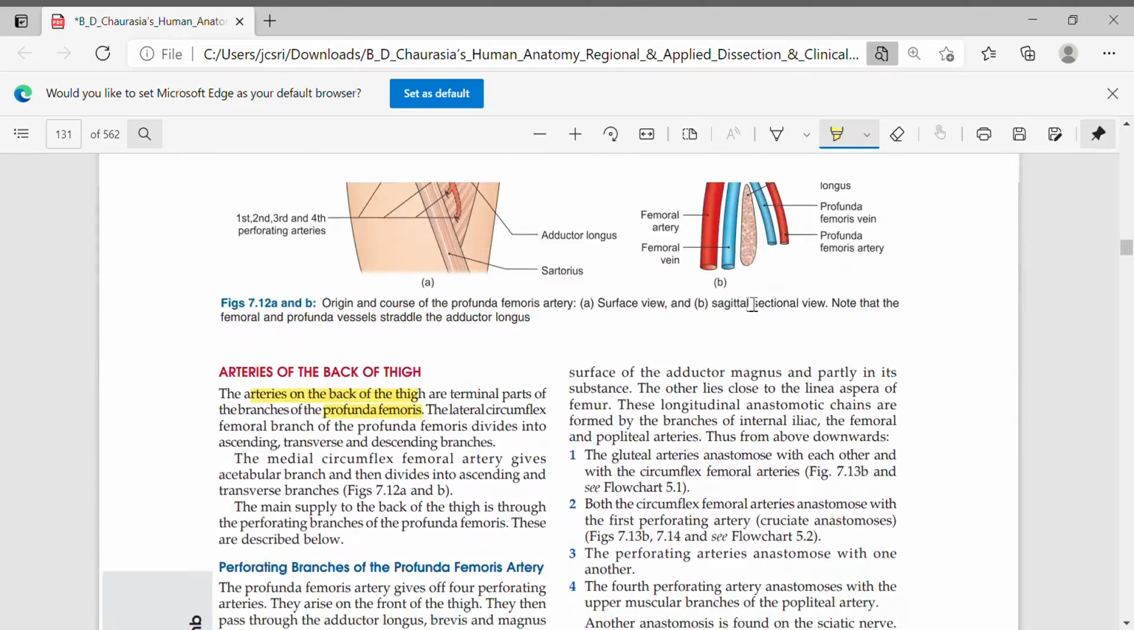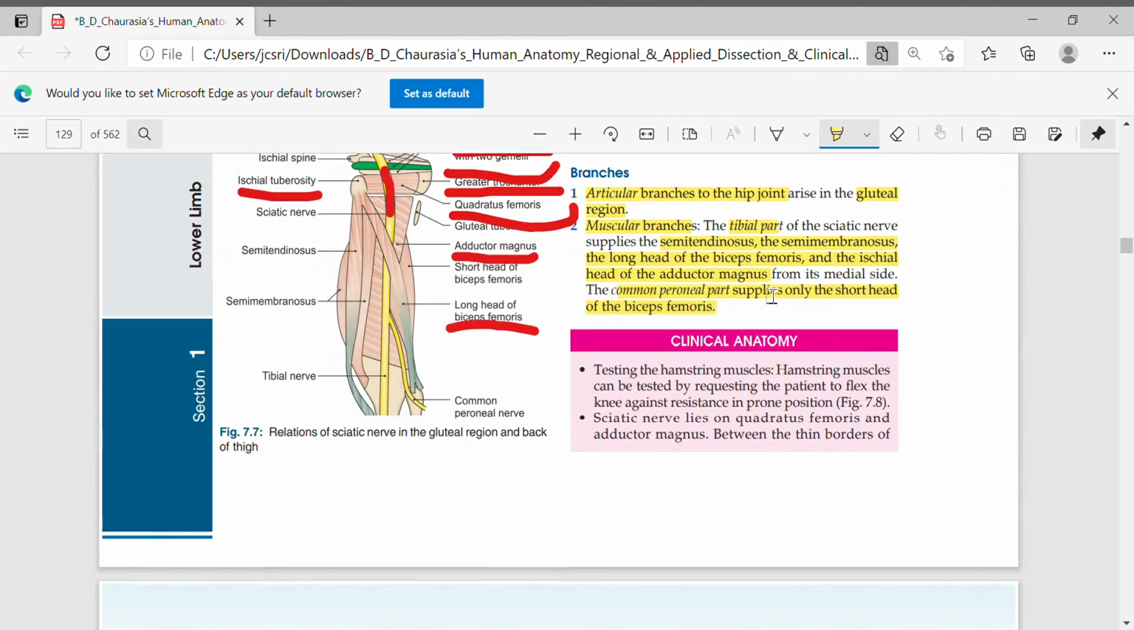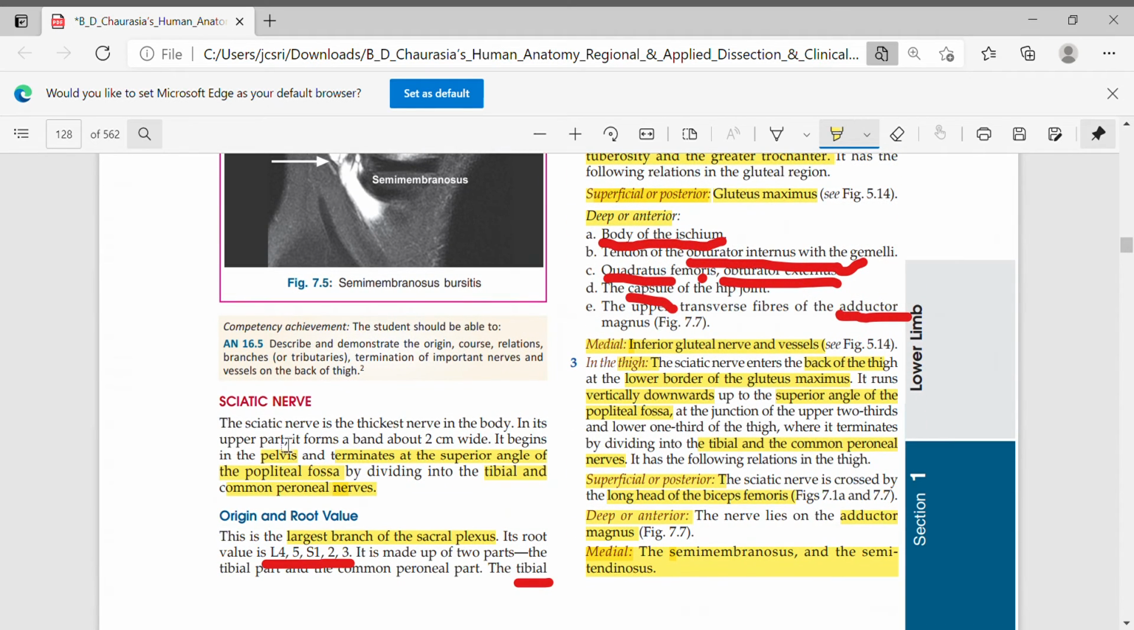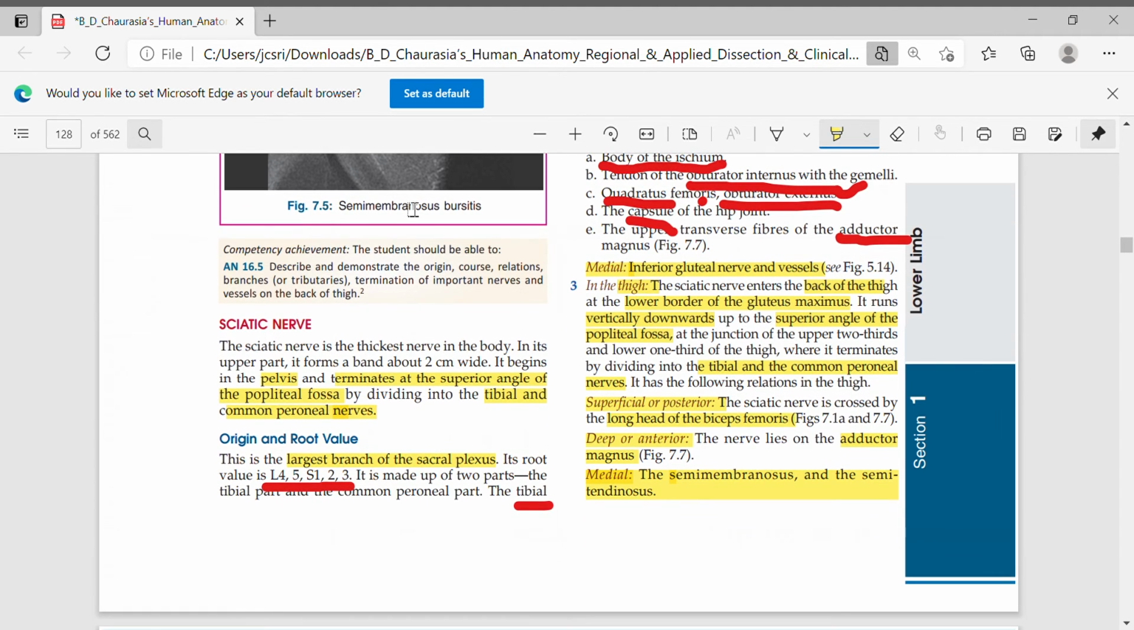So to conclude the sciatic nerve, which is like a 13 minute video, we should know where it originates, from the pelvis, and where it terminates, at the superior angle of the popliteal fossa, by dividing into the tibial and the common peroneal components. What is the root value? L4, L5, S1, S2 and S3. What is the root value of the tibial part and of the common peroneal part, and which plexus does it originate from?